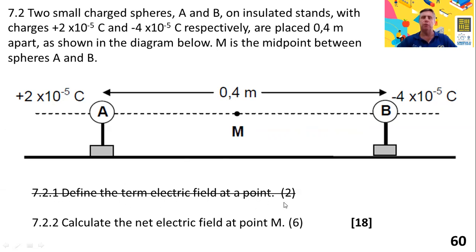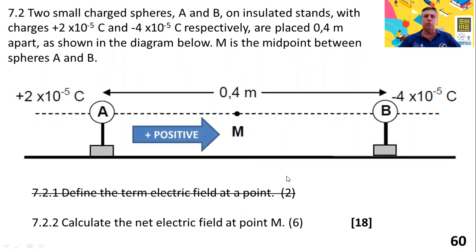7.2.1, define the term electric field at a point. That is a recall question. I'll leave that for you to do. You are asked to calculate the net electric field at point M. It's worth 6 marks, so you can expect it to be a calculation with more than one part to it.